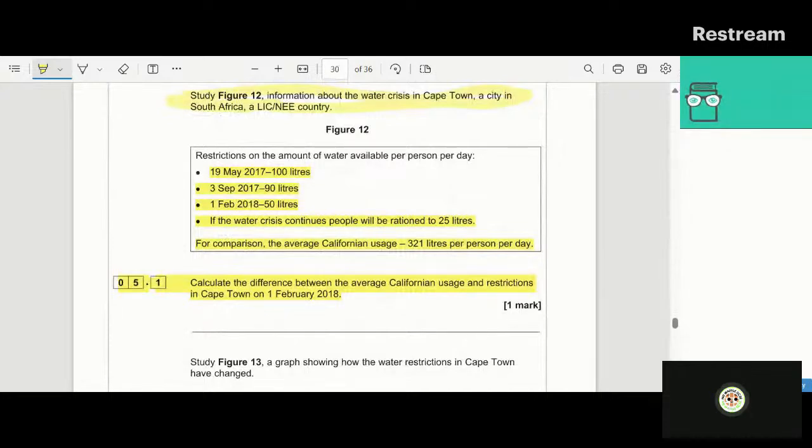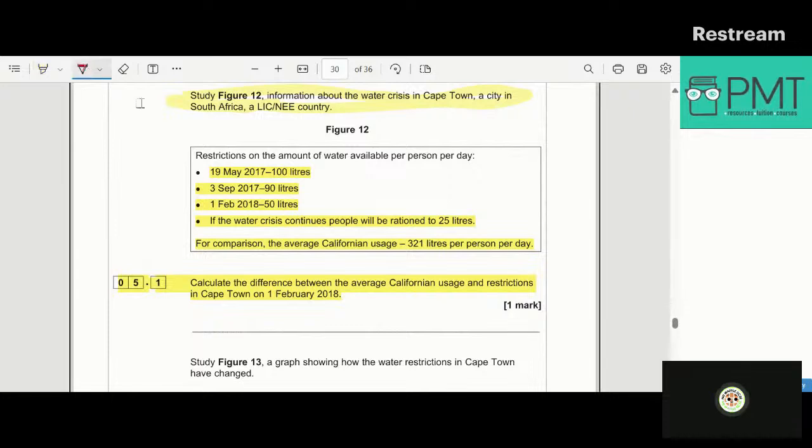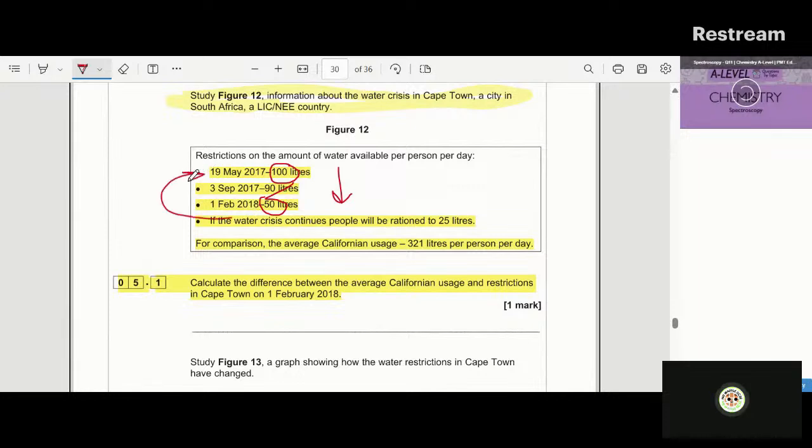Now, this is quite interesting. Here, they're not really asking you to explain why. You're asked to describe the trend. So you want to say, firstly, that you can see the amount of water available has decreased. It's like a downward sloping trend. And then you want to give a figurative comparison. So use the actual figures. You've got 50 litres here and you've got 100 litres here. So you want to mention the fact that it's only half of what you initially could have.